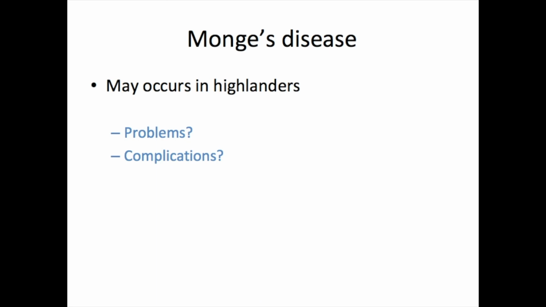Further, we move to chronic mountain sickness, and don't get confused if an external examiner calls it Monge's disease. It may occur in long-term residents of high altitude with problems like polycythemia, cyanosis, malaise, fatigue, and exercise intolerance.